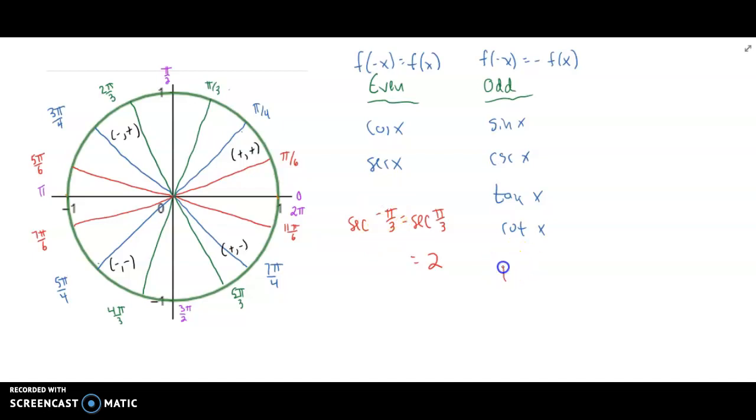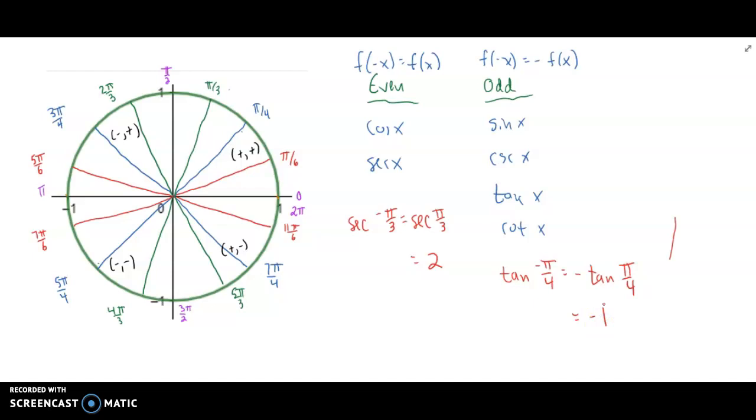What if I had an odd function? What if I took the tangent of negative pi over 4? Based on our understanding of knowing that this is an odd function, I'm going to take that negative value and it comes out in front, and it really is written like this then. The opposite of the tangent of pi over 4. The tangent of pi over 4 we know is 1, so then this would equal negative 1.